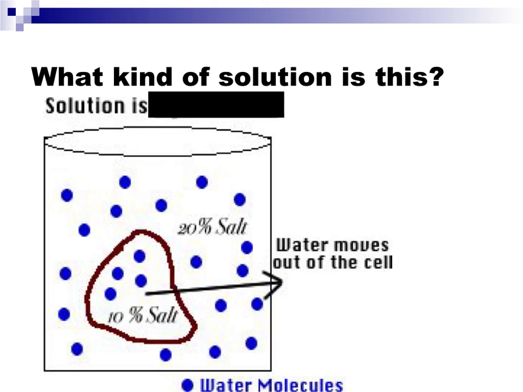The last question is the same question as before, but we have new solutions. So on the outside of the cell, we have a 20% salt solution. Inside of the cell, we have a 10% salt solution. And here it tells us that water moves out of the cell. So you get to decide one more time if you think the solution outside of the cell is hypertonic, hypotonic, or isotonic.